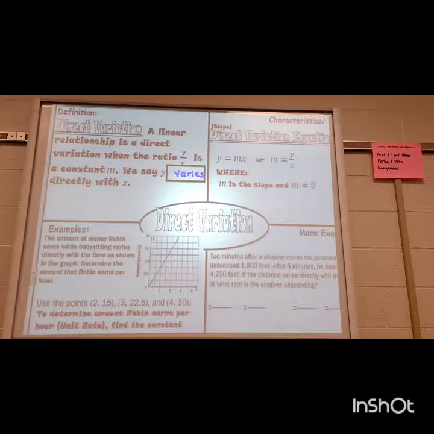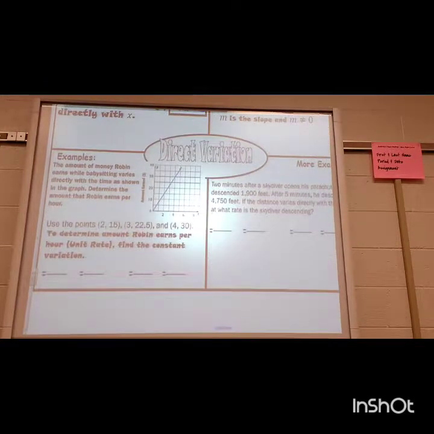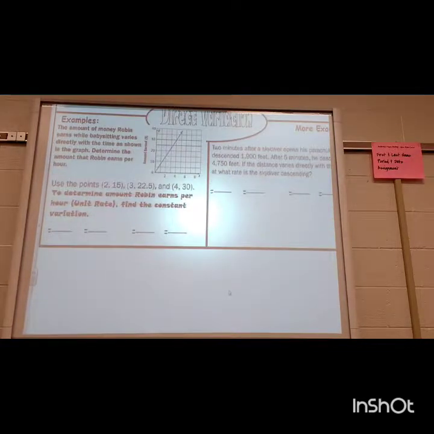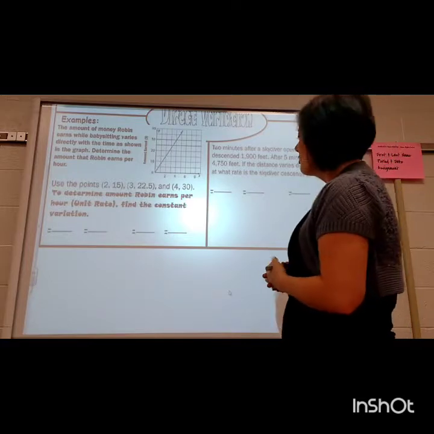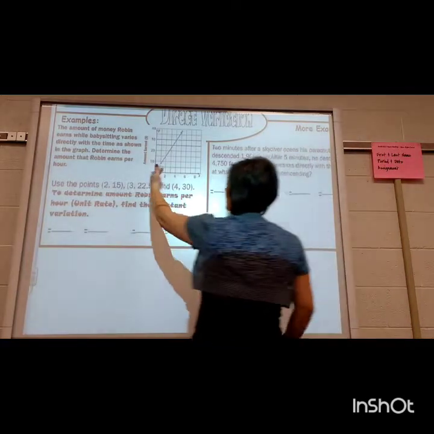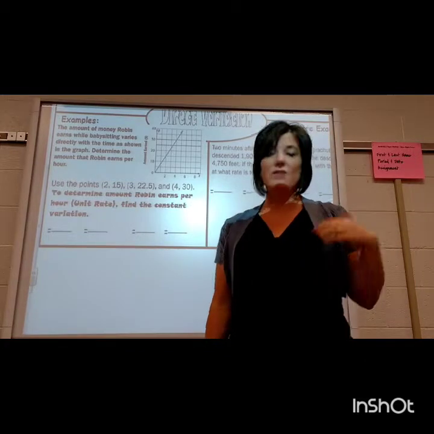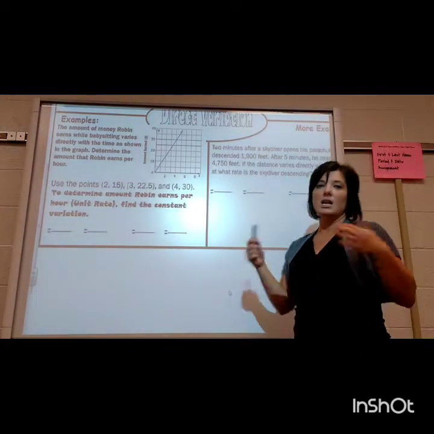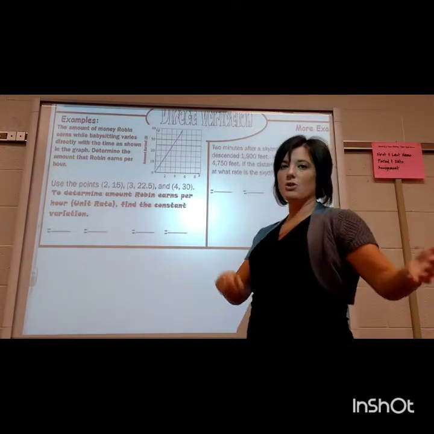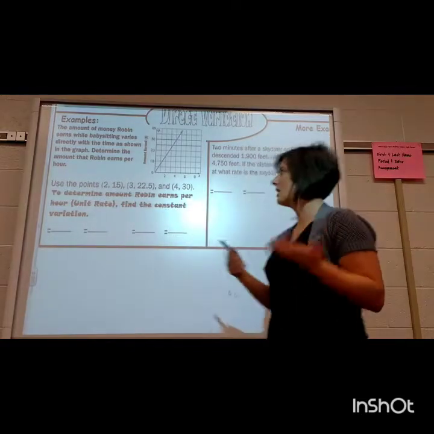All right, so a direct variation example would be this here. The amount of money that Robin earns while babysitting varies directly with the time as shown in the graph. Determine the amount that Robin earns per hour. Obviously it starts at 0, 0. We know that it's proportional, which means it's a direct variation. If it starts at the origin, it's a direct variation. Proportional and direct variation both mean the same thing.